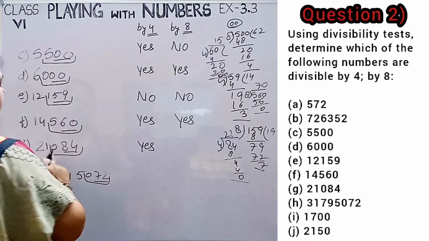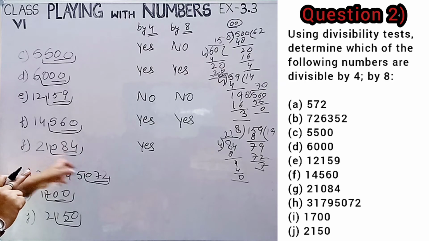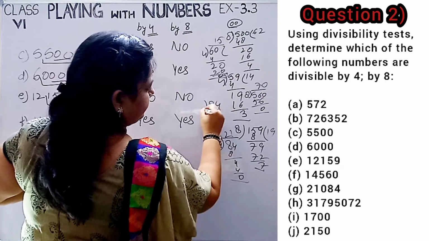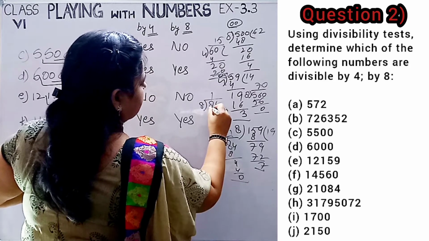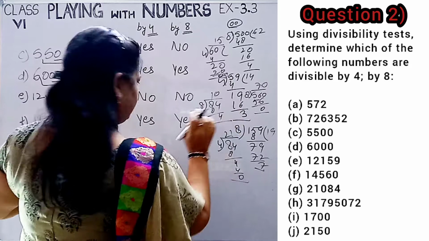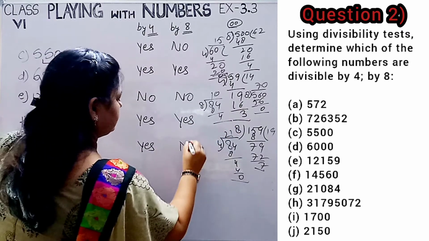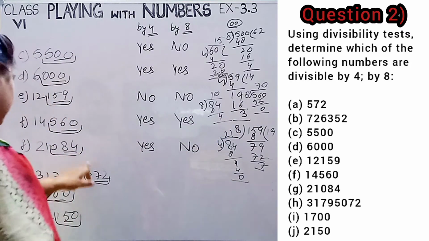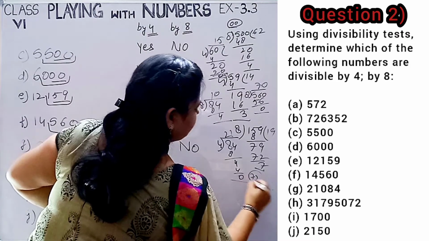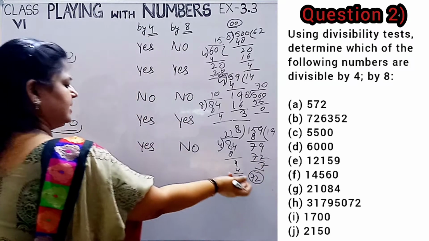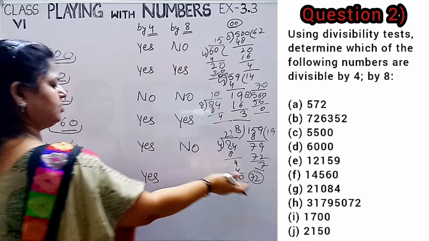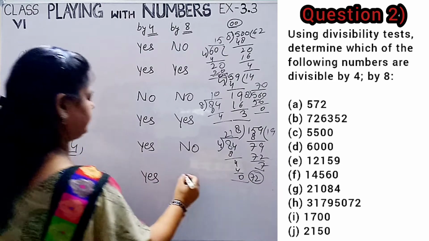And the last 3 digits of this number are 84 again. We have to check 84. 8 ones are 8, and again we got a remainder of 4. So no, this number is not divisible by 8. Now 72. And we all know 72 is a multiple of 4 here. Then yes. And 72 is also a multiple of 8.